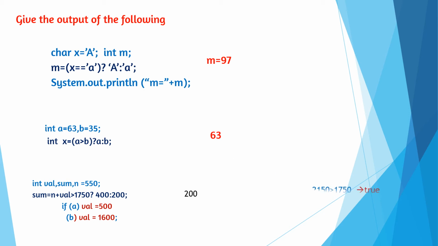And now see the second one, n plus val. That means 550 plus 1600, so it is 2150, and this number is greater than 1750. That means the condition is true. Condition is true means the first expression or first statement will be taken. So the answer will be 400. So the ternary operator depends on the condition to give the result. If the condition is true, first option, otherwise second option.